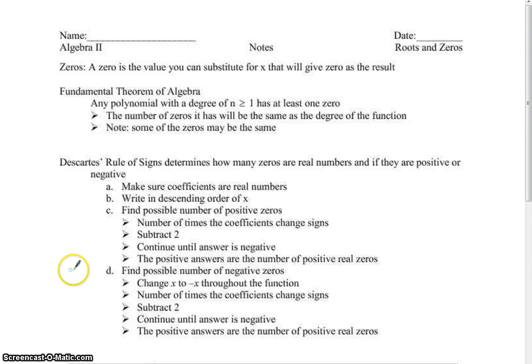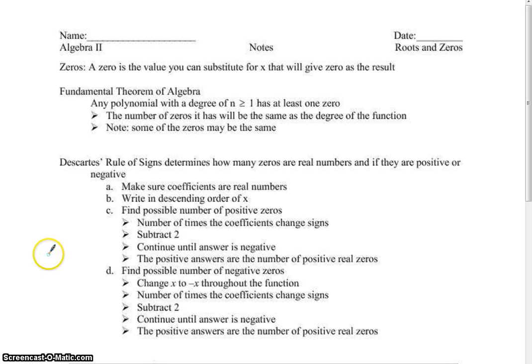This is for Algebra 2. We're looking at roots and zeros today. A zero is the value you can substitute for x that will give 0 as the result. The fundamental theorem of algebra states that for any polynomial with a degree greater than or equal to 1, you're going to have at least one zero.